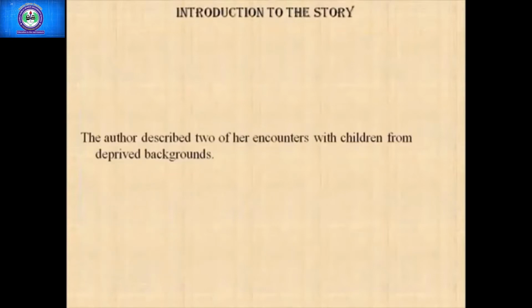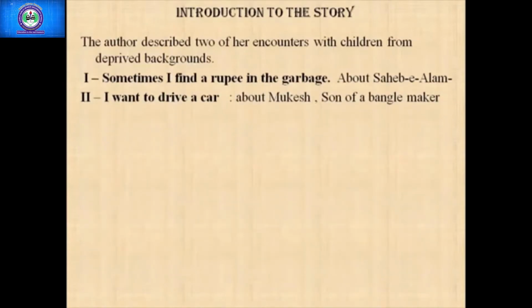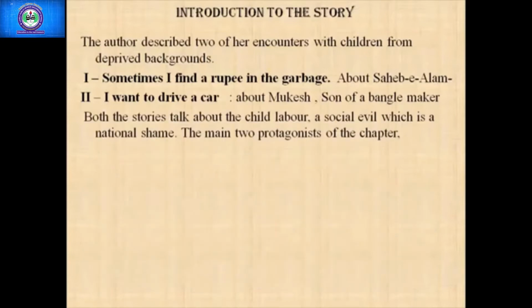Introduction to the story. The author describes two of her encounters with children from deprived backgrounds. The first story is Sometimes I Find a Rupee in the Garbage. It is about Saheb-e-Alam, a migrant from Bangladesh, a Rohingya Muslim, who is seen in Delhi picking up garbage. And another is I Want to Drive a Car, about Mukesh, a son of a bangle maker from Firozabad. Both the stories talk about child labor, a social evil which is a national shame.